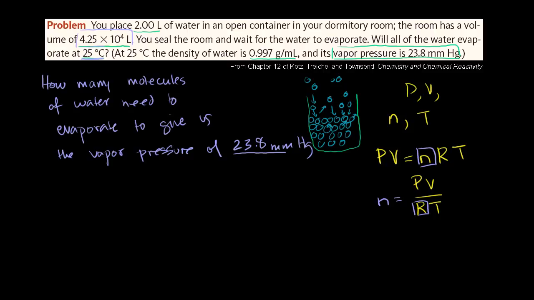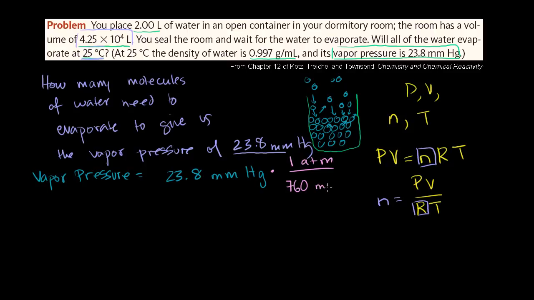So let me write this down. So the vapor pressure is equal to 23.8 millimeters of mercury. And you can look it up in a table if you don't have this in your brain. One atmosphere is equivalent to 760 millimeters of mercury. So if we wanted to write the vapor pressure as atmospheres, let me get my calculator out.